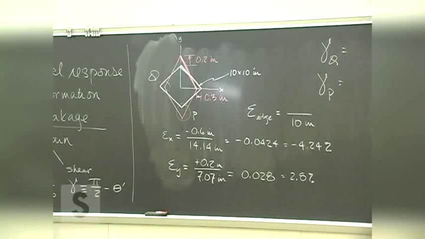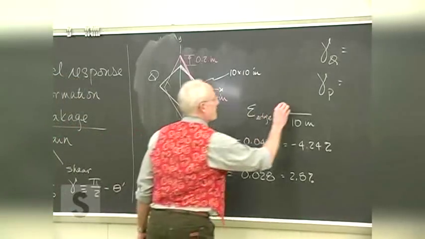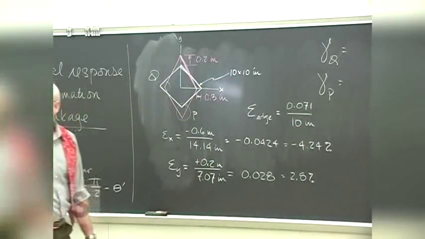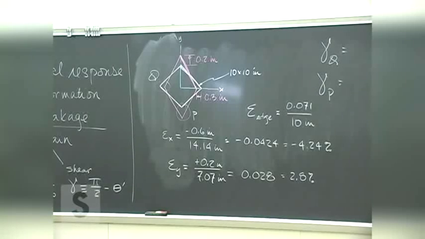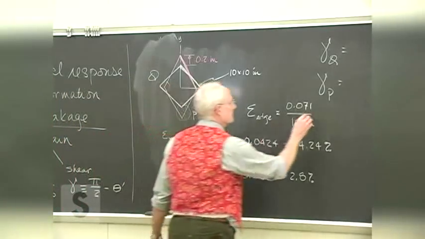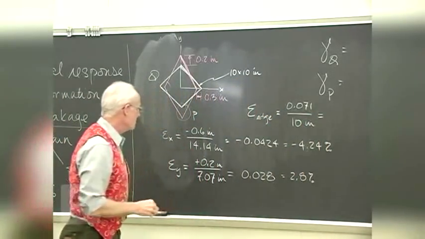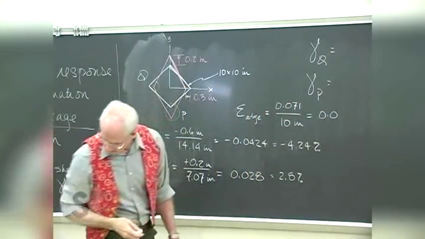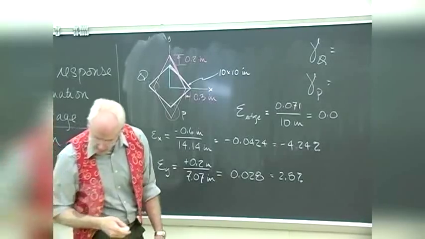What'd you get, Phil? You got it? 0.071. Okay, something like that. I have a slightly different, maybe some round off. Is that an increase? Yeah. Okay. That's about what I got to, ballpark, somewhere in there. A much, much smaller strain. 0.071.